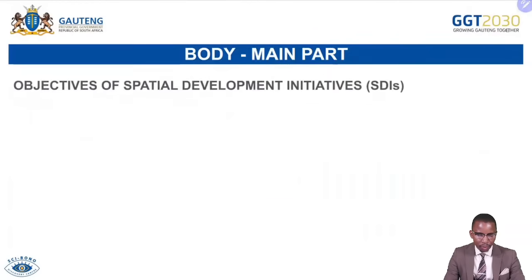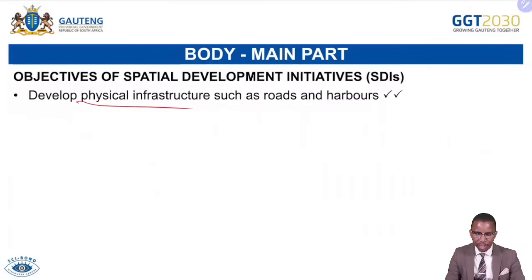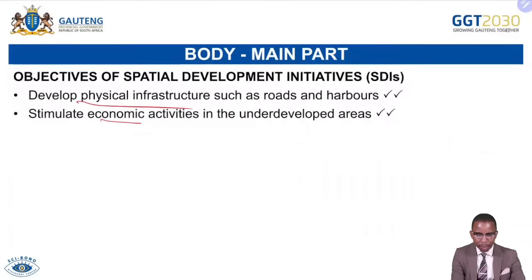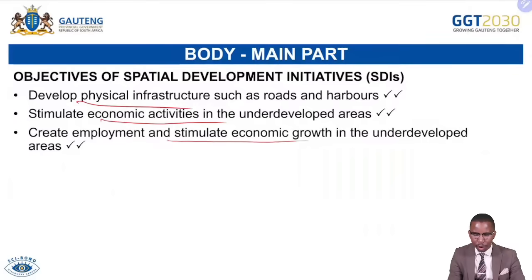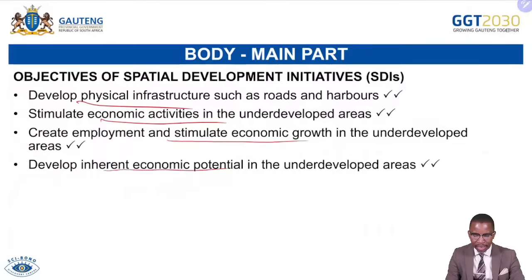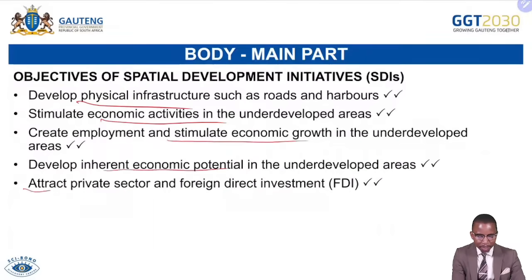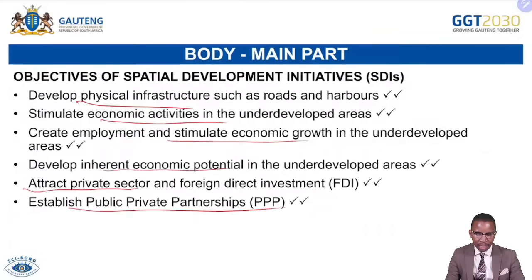And then we continue with objectives of SDIs: to develop physical infrastructure such as roads and harbors, to stimulate economic activities in underdeveloped areas, to create employment and stimulate economic growth in underdeveloped areas, and then develop inherent economic potential in underdeveloped areas, and then attract private sector and foreign direct investment, then establish public-private partnerships, which are known as triple Ps.